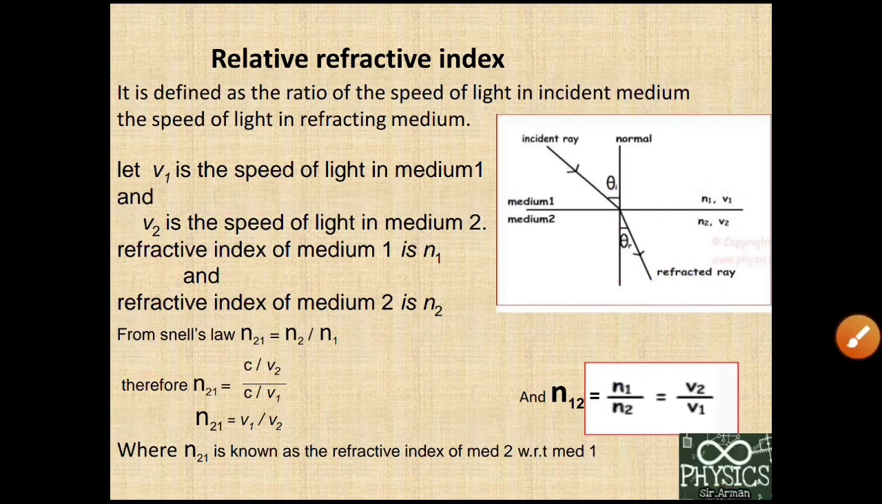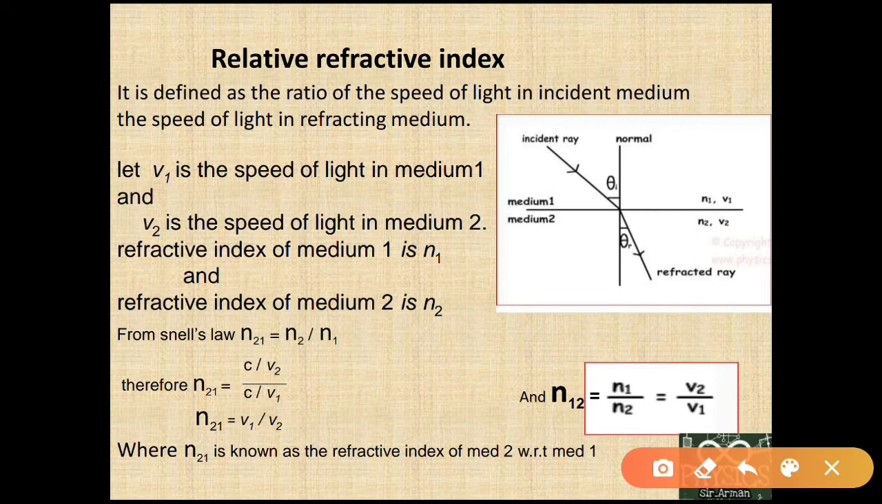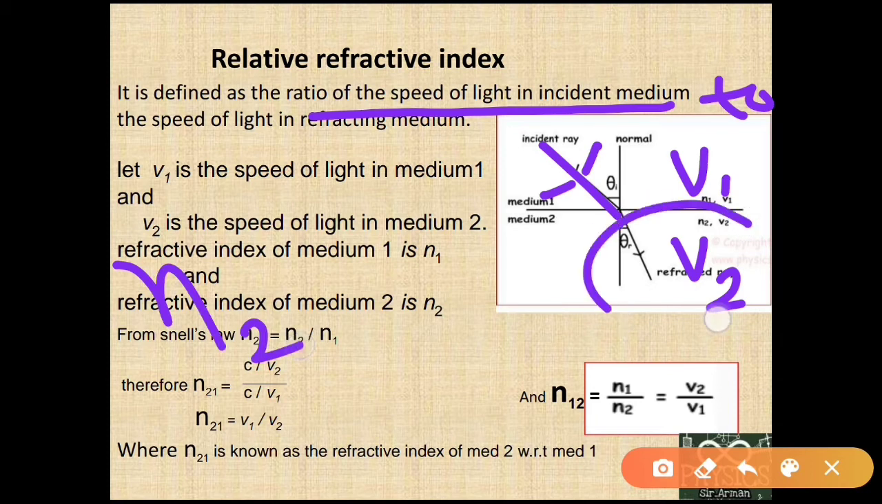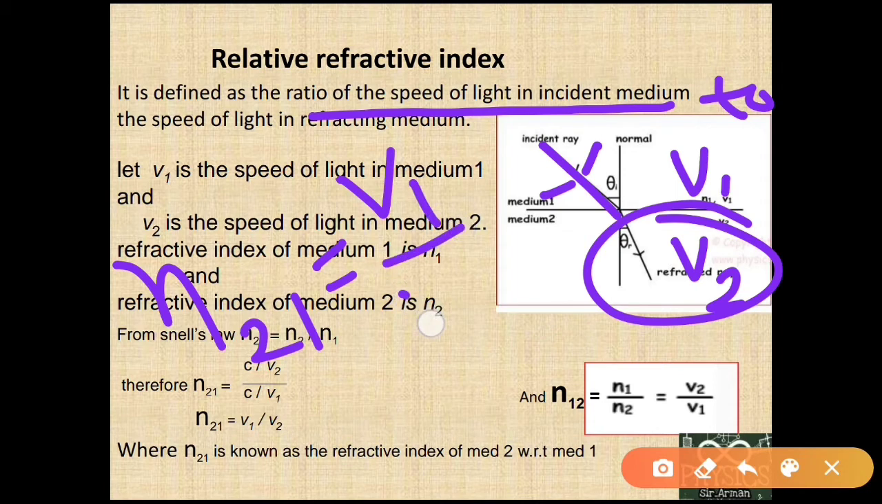Now back to the topic. We can define the relative refractive index as the ratio of the speed of light in the incident medium, so this is our incident medium and the speed of light is V1, to the speed of light in the refracting medium, here V2. So the refractive index of medium 2 with respect to medium 1 is equal to the ratio of the speed of light in the incident medium to the speed of light in the refracting medium.